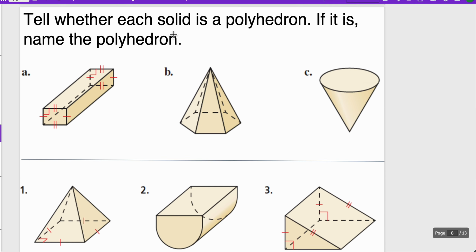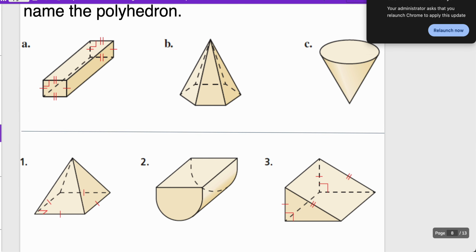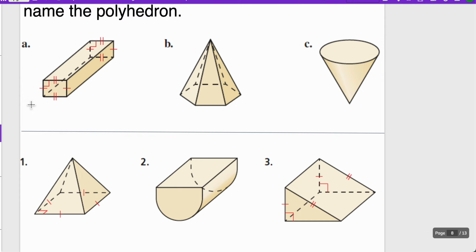So what we're going to do here is try this together. Tell whether each solid is a polyhedron, then name the polyhedron if it is. So let's do A, B, and C together, and then you can try 1, 2, and 3 on your own. Letter A is a polyhedron, so we'd say yes. We're going to call this a rectangular prism.